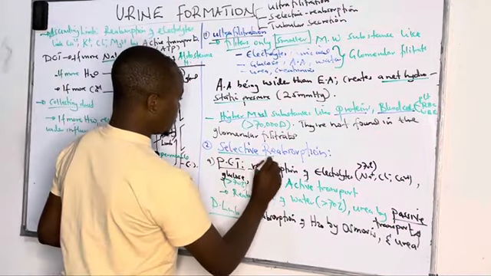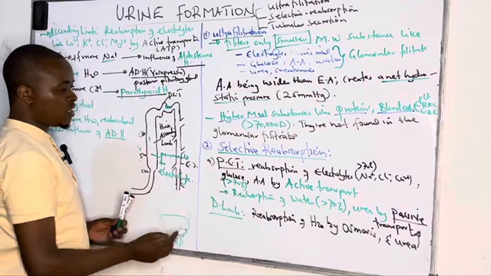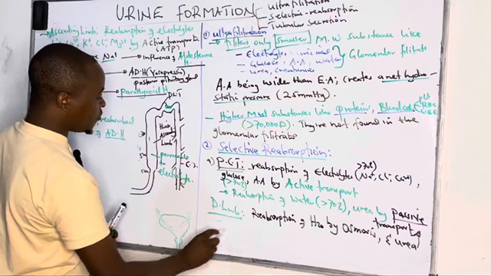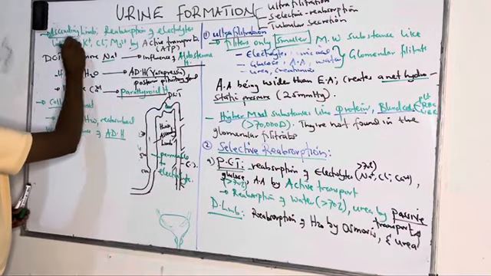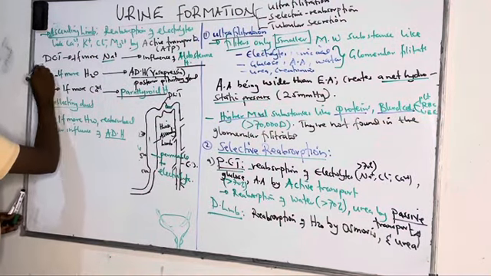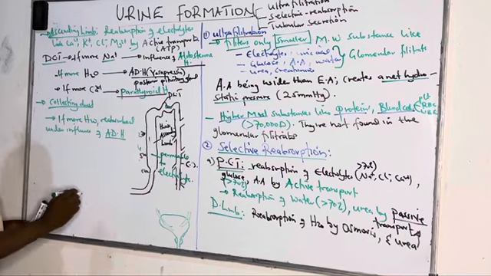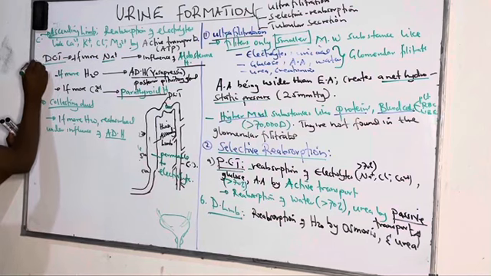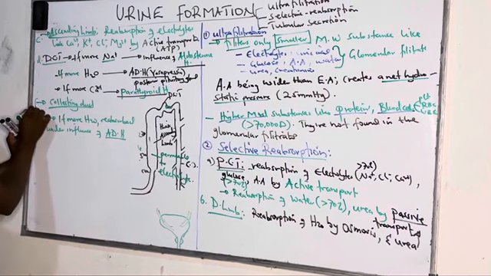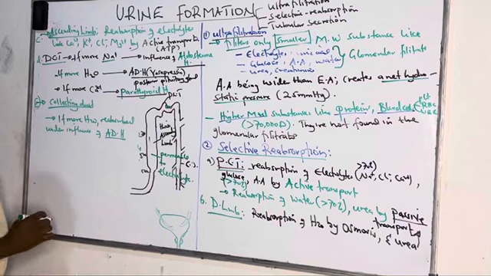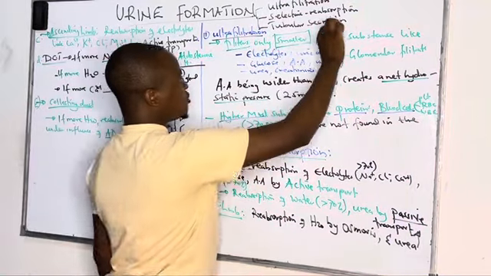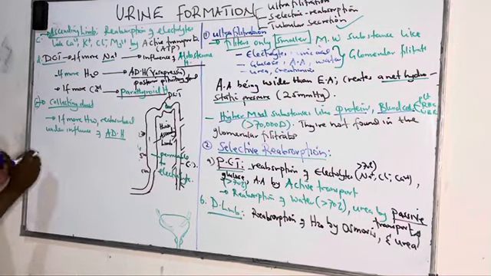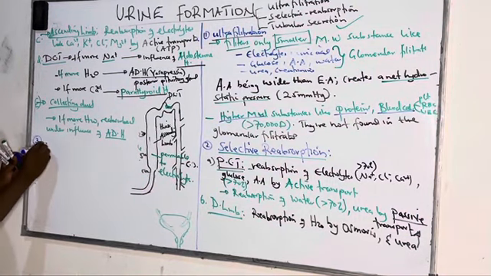So this is selective reabsorption, whereby we have seen what happens in the proximal convoluted tubule, in the descending limb of the loop of Henle, in the ascending limb of the loop of Henle, and in the distal tubule and the collecting duct, whereby this was A, this is B, this is C, this is D, and this is E. The last point under urine formation is tubular secretion. That is process number 3.